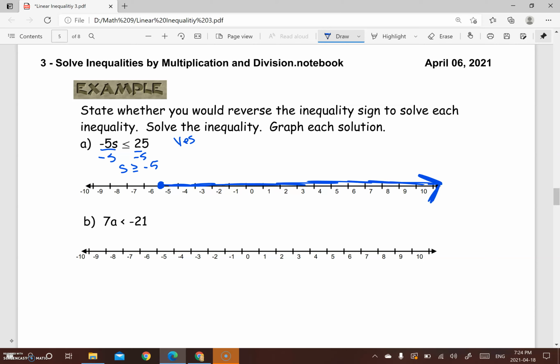For B, 7a is less than 21. Divide by 7. I don't need to flip the sign here because I'm dividing by a positive value. I find 3. It's an open dot because 3 is not included, and a is less than, so all my values that are smaller.